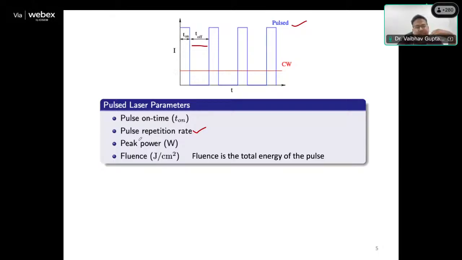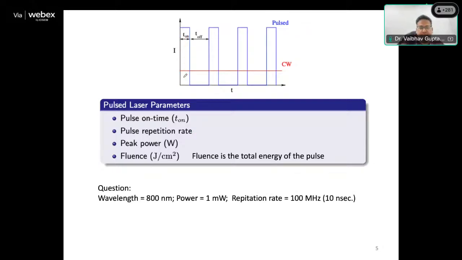And there are certain parameters in this pulsed laser. For example, the fluence, the total energy inside one particular pulse. This also you can decide, how much energy will be there. So you can calculate just the area under the curve, and then the total is there. So by doing that, suppose let's take a question and try to find out how we can do that.